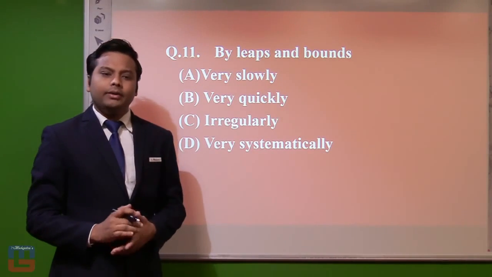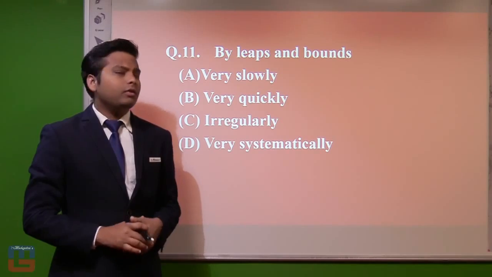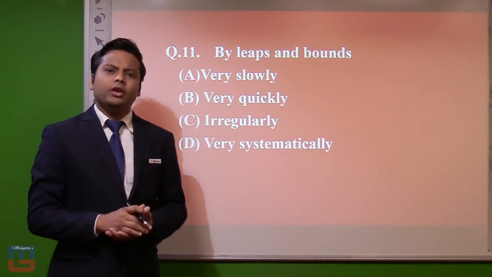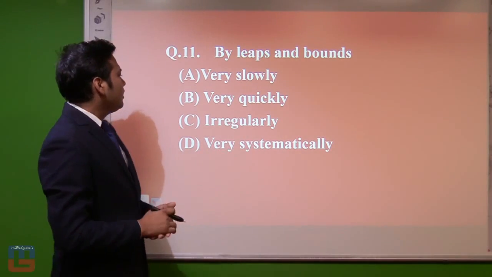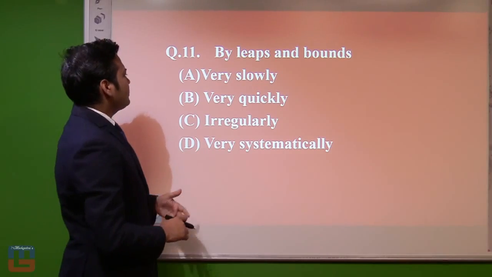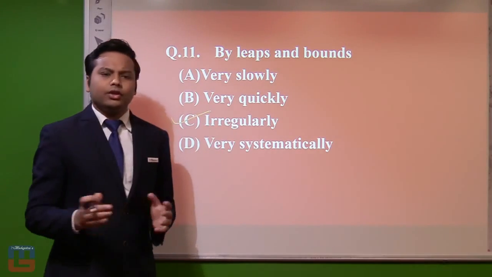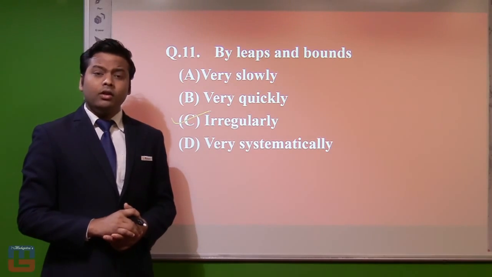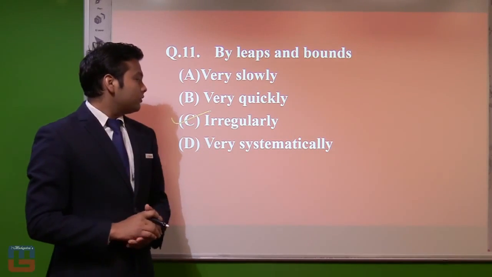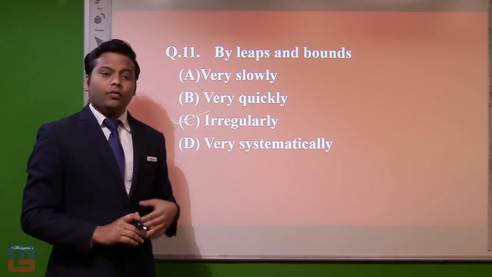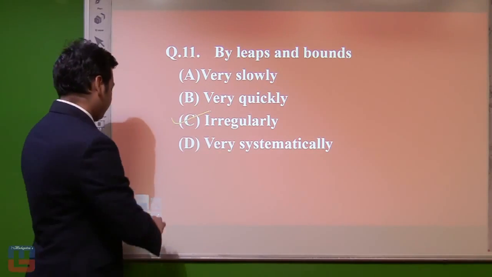Next question is by leaps and bounds. By leaps and bounds literally means irregularly, or through irregular proceedings. We can find our option in option C, that is irregularly. So for question 11 our correct answer is C.